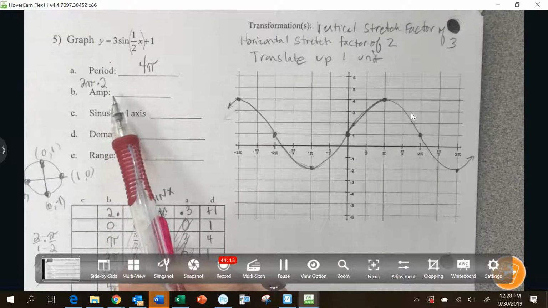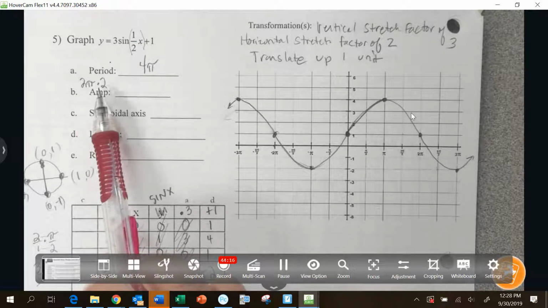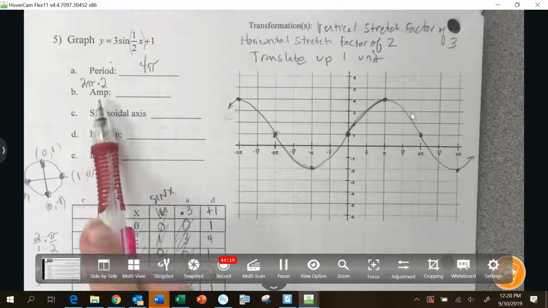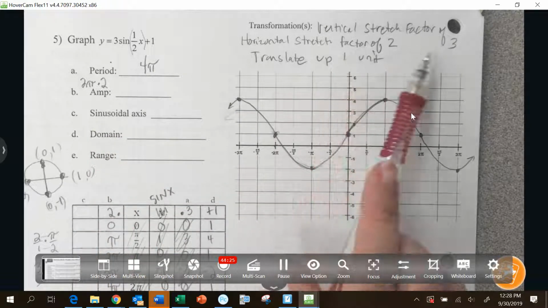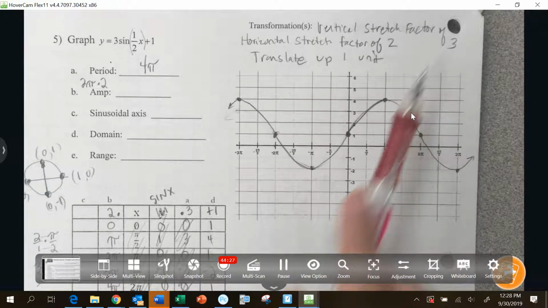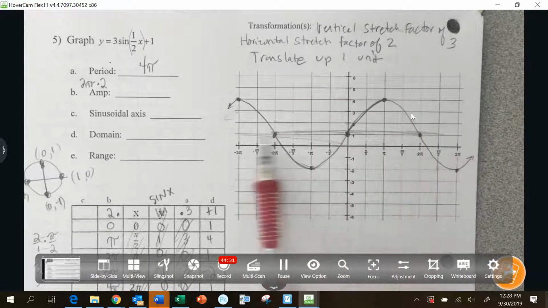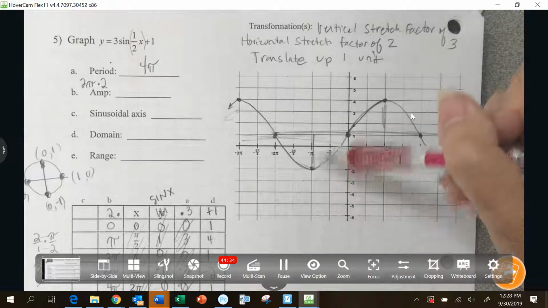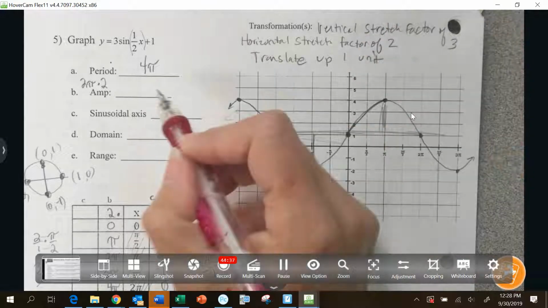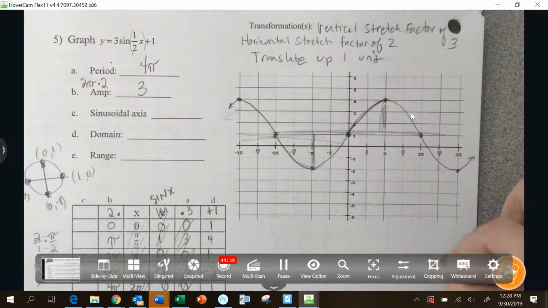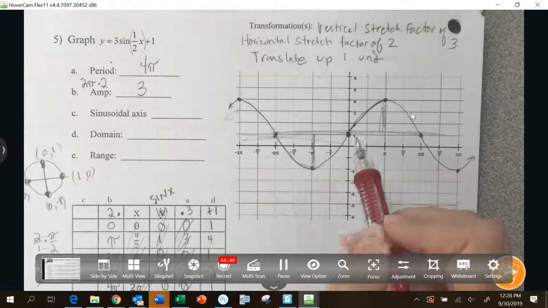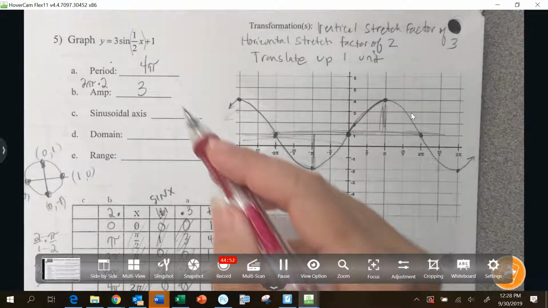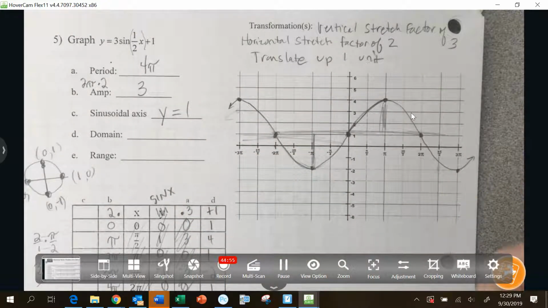So the period, you take 2 pi and you multiply by whatever you multiplied your x's by, and that's your new period. The amplitude we talked about earlier is affected by a vertical stretch or shrink, which we had. So the amplitude goes from the sinusoidal axis, which is the midline, which we didn't write down yet, and it's how high above and how high below. For this one it is 3. It is the vertical stretch or shrink. It is the same number. The sinusoidal axis is affected by any translate up or down, which we had to translate up. So where it's normally y equals 0, we went up. This is now y equals 1.